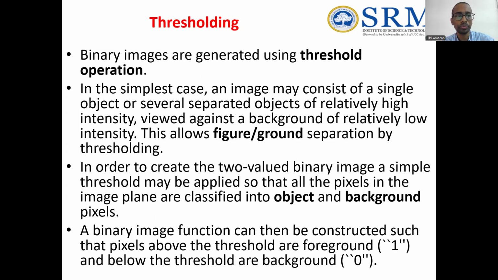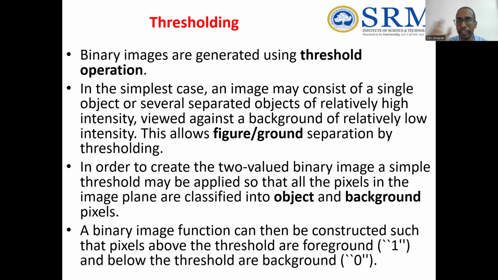So what is the threshold? Binary images are generated by using threshold operations. What is a threshold operation? Threshold means, in case I'm taking any kind of image, there will be a foreground as well as a background. I'll be applying the threshold for the foreground. In that case, the foreground will have a higher value than the background. If I apply the threshold to the background, the background will be highlighted more than the foreground. That's what is represented as zeros and ones.